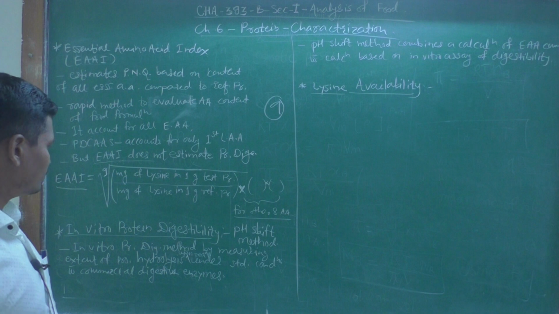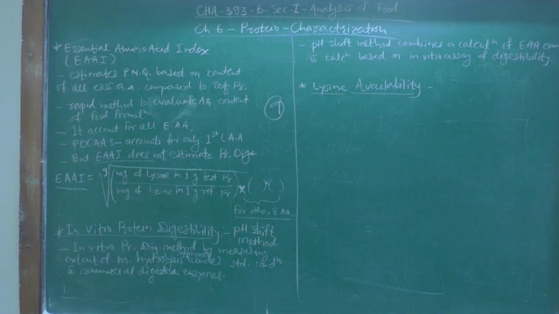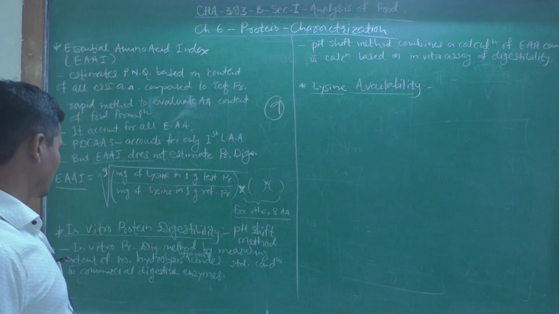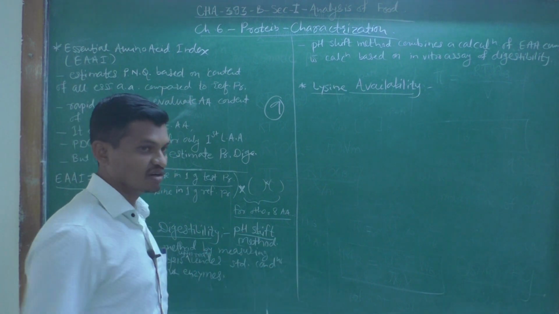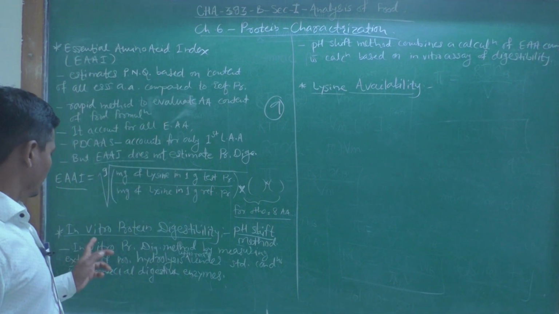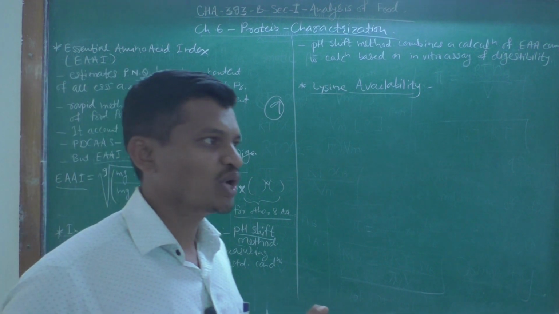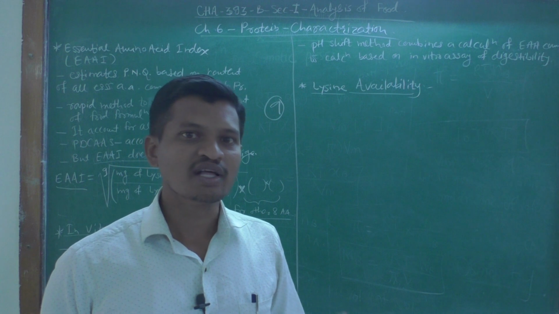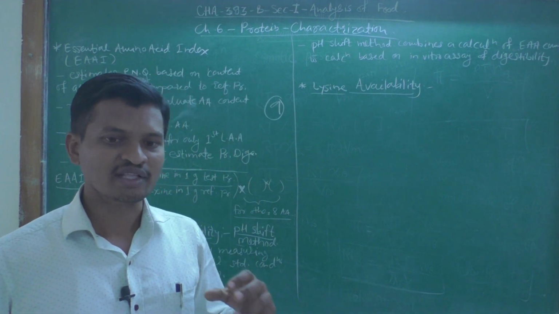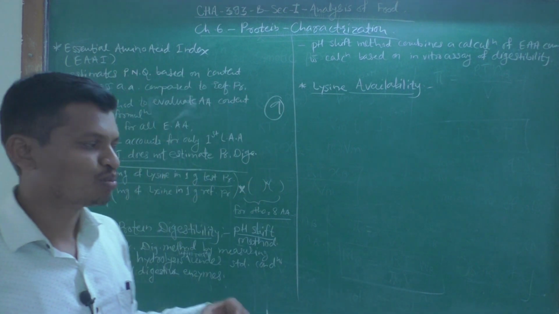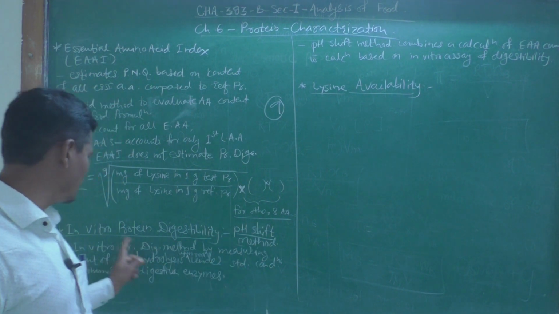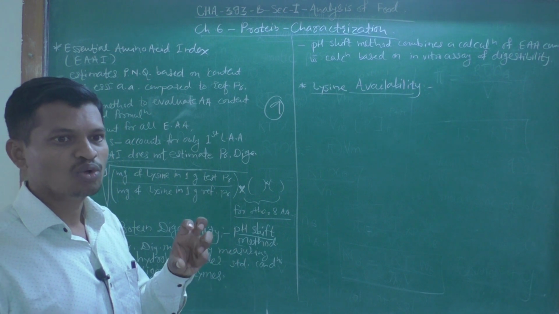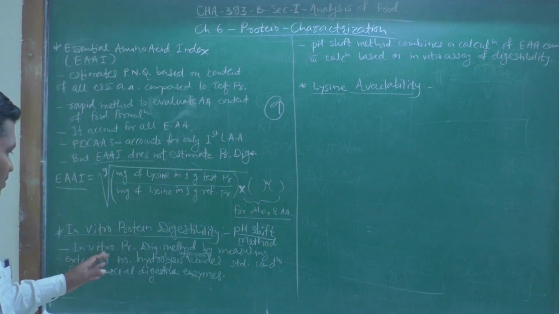Now the second concept: in vitro protein digestibility. As we know, in this case the protein digestibility is not considered, hence in vitro protein digestibility is another method. It is called the pH shift method. In vitro means here we are not using animals or any organism. We are doing a chemical reaction, and that's why this method is called the in vitro protein digestibility pH shift method. In vitro means there is no use of any organism, but by using a physical or a chemical method we are going to do analysis or assay.